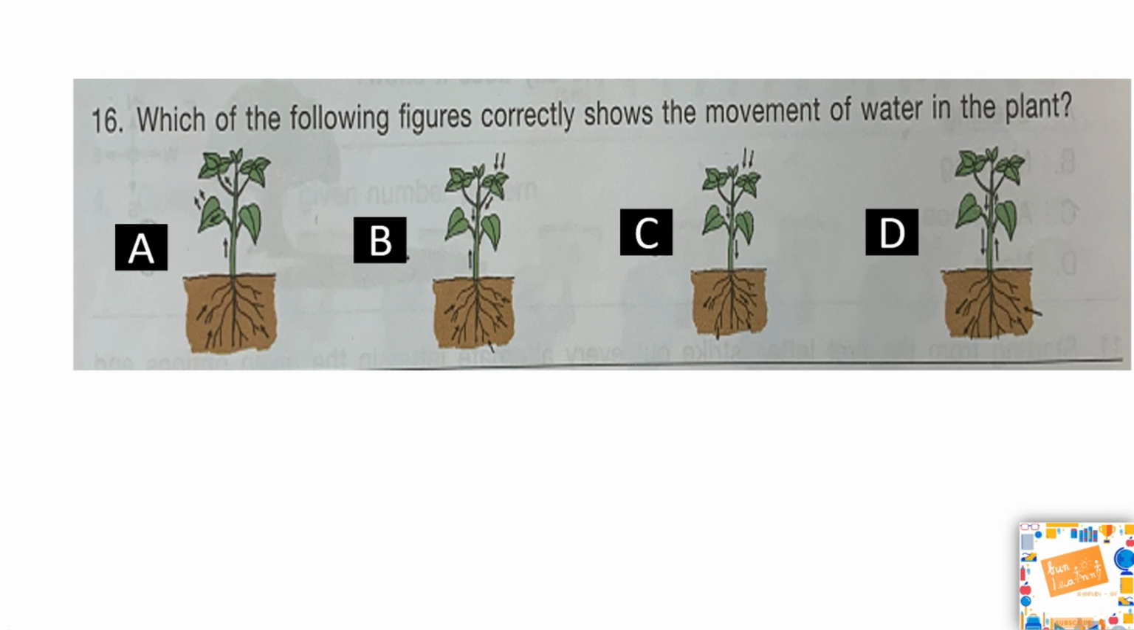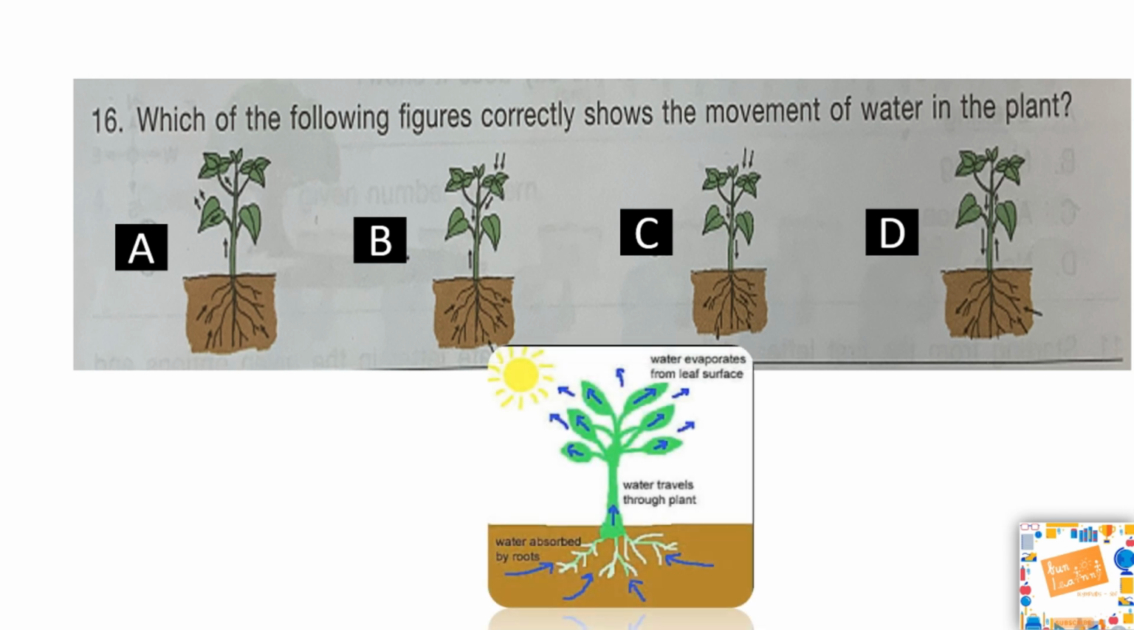I hope you've chosen your correct answer. Let's look at it with the explanation. Well, a plant absorbs water from roots, it goes through the stem to the leaves and it then evaporates from the leaves. So that means the correct option is option A in this case.